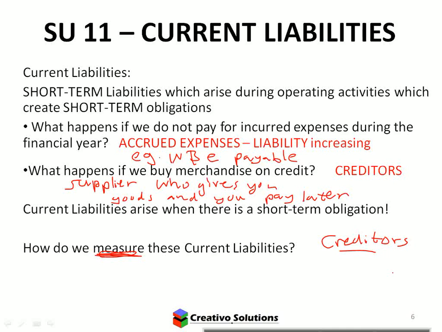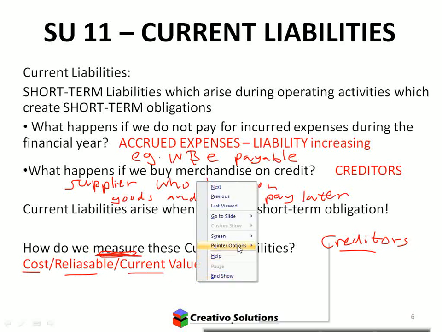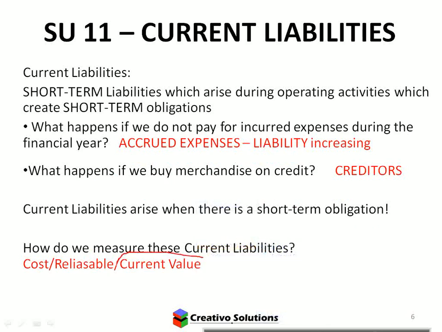Remember when we looked at financial position, we said it's at a point in time. Why? Because it's an asset and a liability. Today you have a liability; if you pay it off tomorrow, the balance has changed. So when you look at current liabilities, they measure it at cost, realizable, or current value. Current value is the easiest one to understand because it's what do I owe now. That's what I'm looking at, the current value.